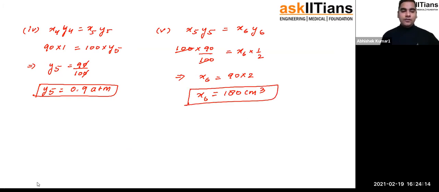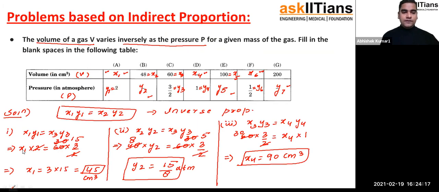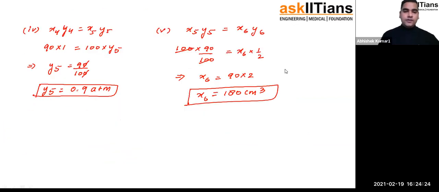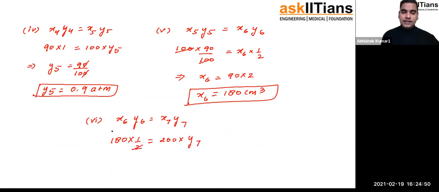Now what else is left? We have to find x7. Sorry, x7 we have to find y7. So we have last case, that is sixth case. In sixth case, we can compare x6 y6 to x7 y7. X6 is 180, y6 is 1 over 2, x7 we have 200, y7 we have to calculate. So this will cancel it 90 times. So you will have y7 is equal to 90 over 200. This will get cancelled, so you will have 9 over 20 atm. That's the value of y7.